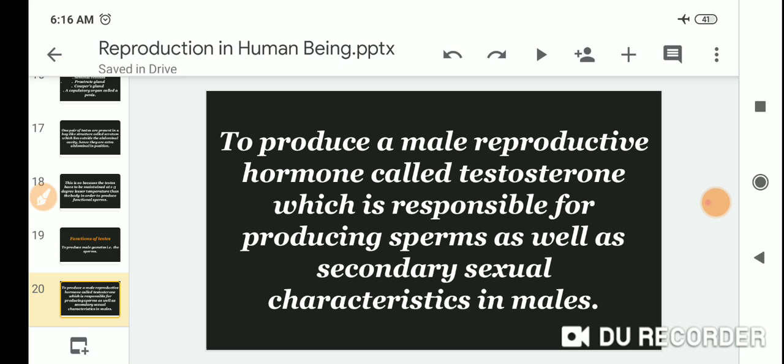They also produce the male reproductive hormone called testosterone, which is responsible for producing sperm as well as secondary sexual characteristics in males.